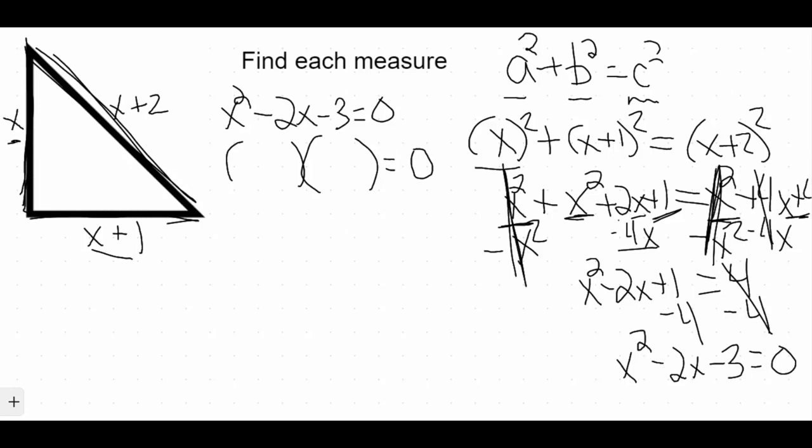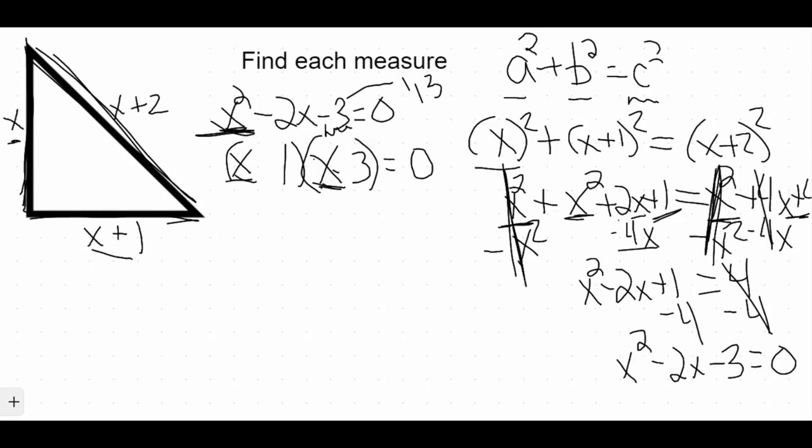This technique I call reverse FOIL. So our first term is x squared, and our first positions here. First times first multiplies to get this first. The only way to get x squared is an x times an x. Then we move our attention to the last term, and we have a 3 there. The only way to get a 3 is a 1 times a 3. So a 1 and a 3 need to be in those last positions there.